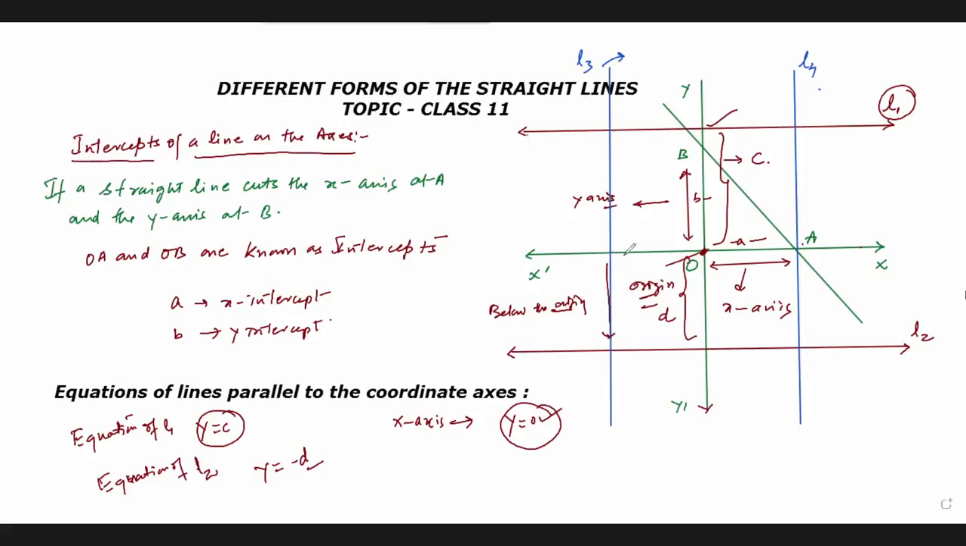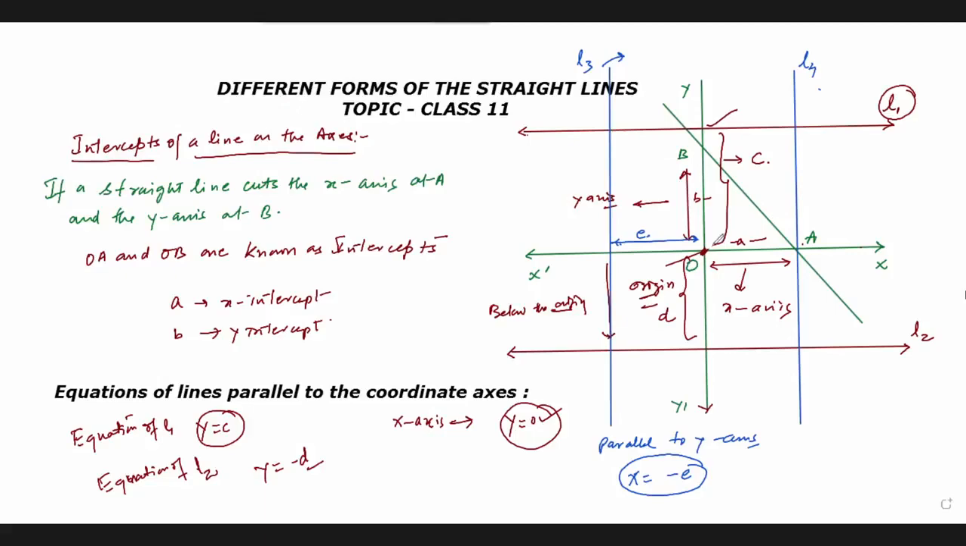So on the left-hand side, the distance from the origin is, suppose I say, E. So the left-hand side will be negative. So the equation of a line which is parallel to the y-axis, the equation of that line will become x is equal to minus E, because this line is parallel to the y-axis.